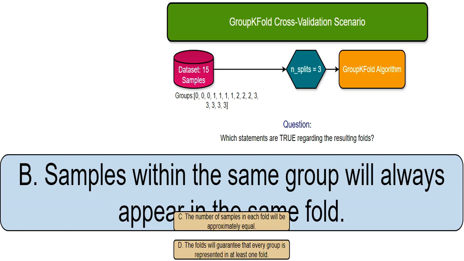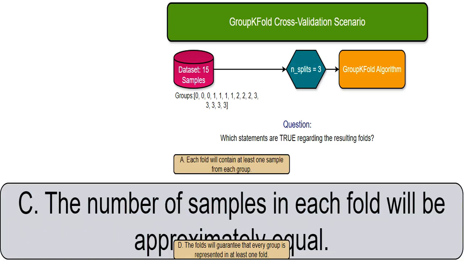Considering that there are 4 groups and 3 folds, it's inevitable that at least one fold will contain samples from more than one group. The algorithm's name highlights that it's designed to create folds while considering groups of data. It aims to prevent information leakage by keeping samples from the same group together. The parameter nsplits determines the number of folds to create.